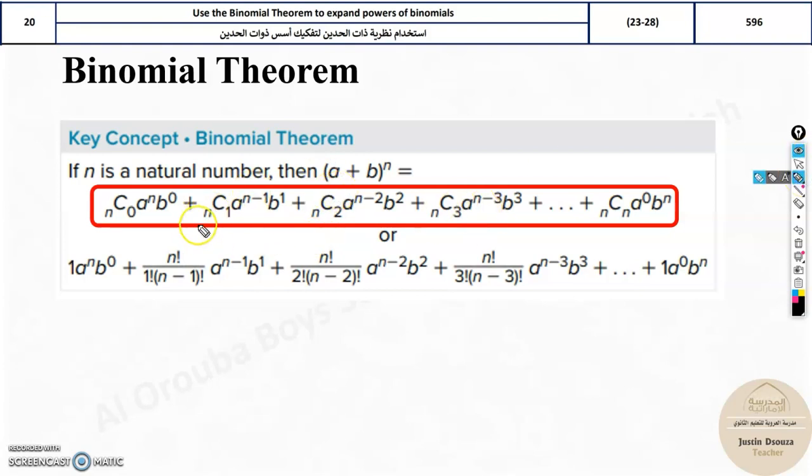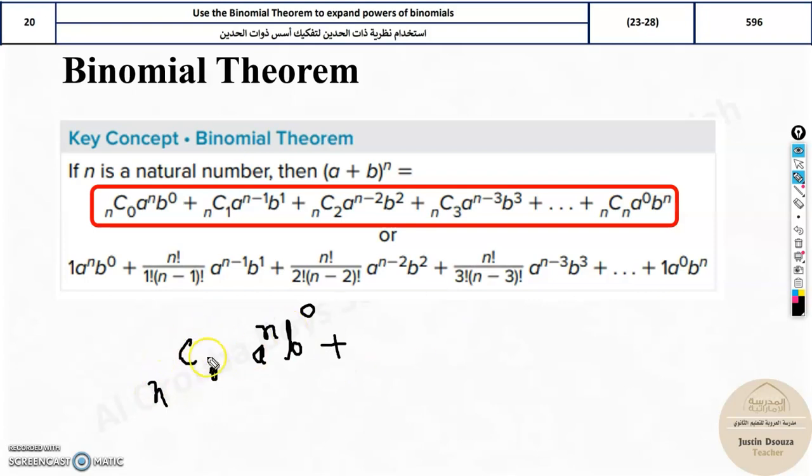How do you remember this? So you need to remember it starts with NC0. Now you need to write this N, C, and 0. You need to memorize this. And then A will start with the first N value and B will be the 0th value. So this is it. If you remember the first term, then the next corresponding terms are very easy.